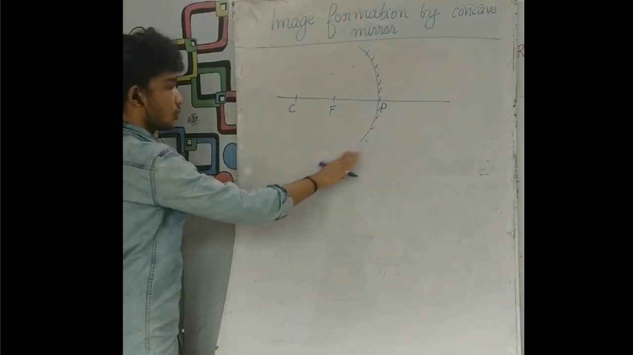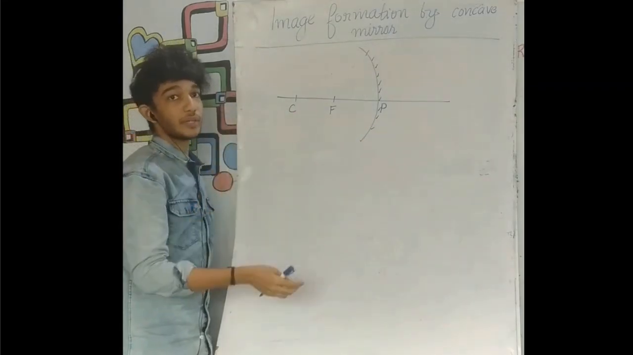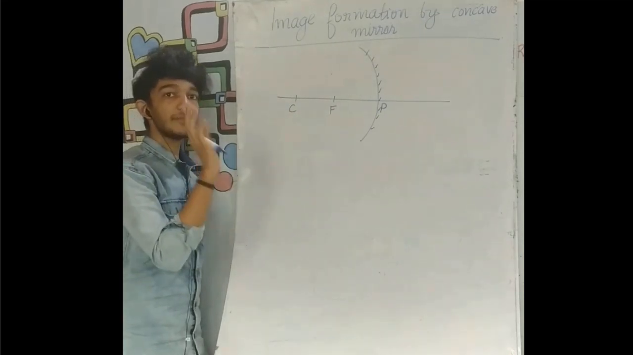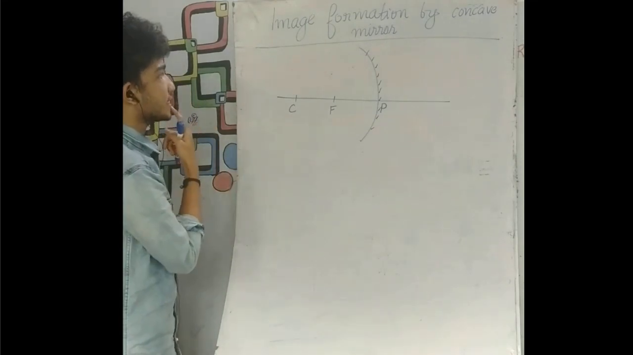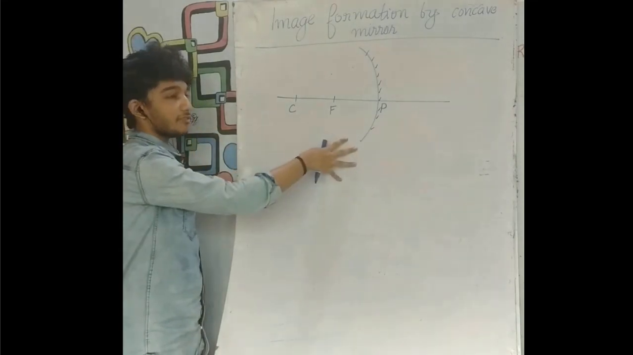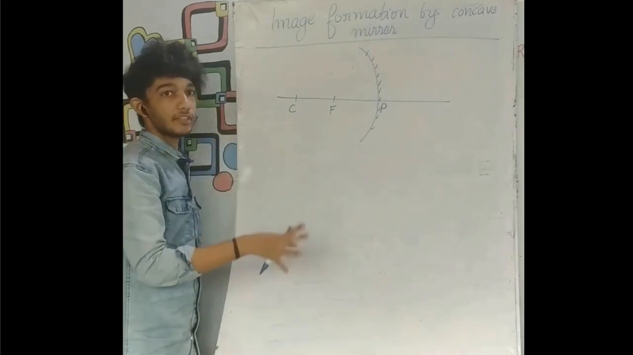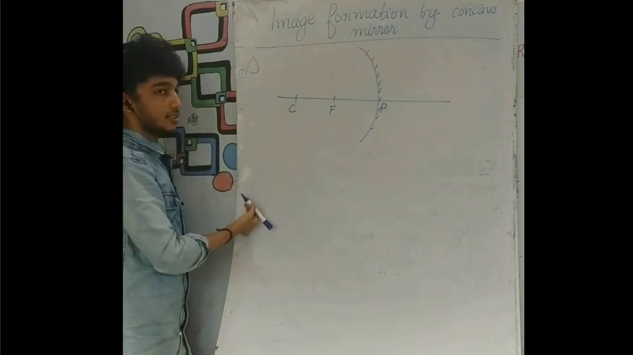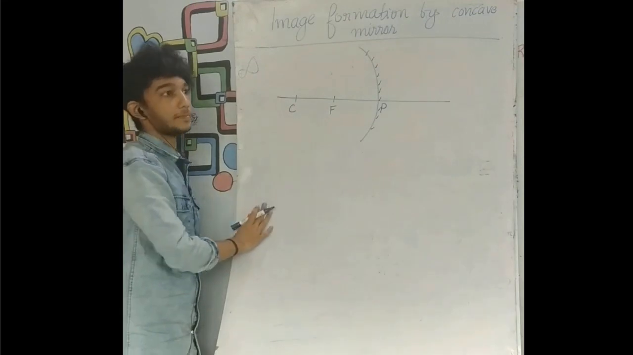Before going into detail about the image formation, first we need to analyze the positions in front of the mirror where we can place the object. So first of all, where can we place the object? We can place the object very far away from the mirror, that is infinitely far away. That is, at infinity we can place the object. We are not placing it from infinity, we can bring the light.